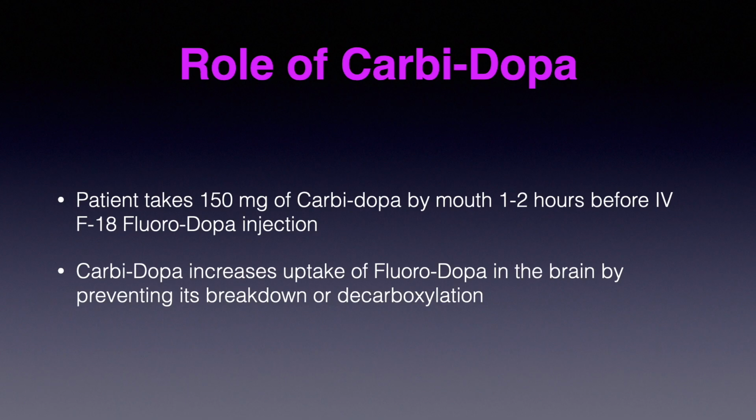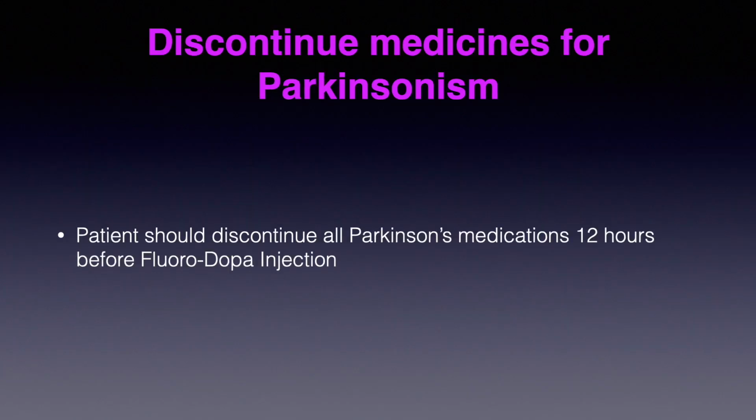Patient takes 150 mg of carbidopa by mouth 1 to 2 hours before IV F18 fluorodopa injection. Carbidopa increases the uptake of fluorodopa in the brain by preventing its breakdown or decarboxylation. Ideally, patients should discontinue all Parkinson's medications 12 hours before fluorodopa injection. I will give more details later.